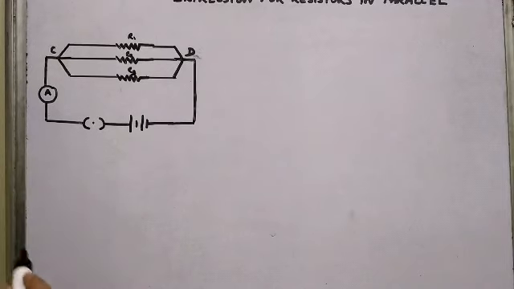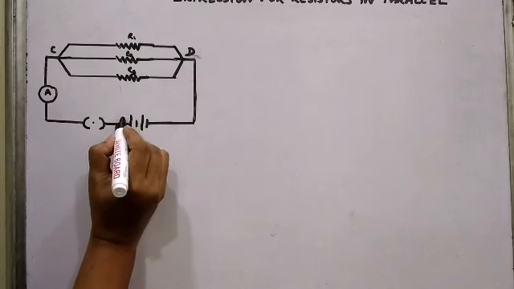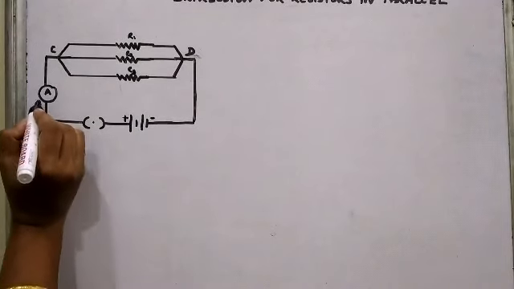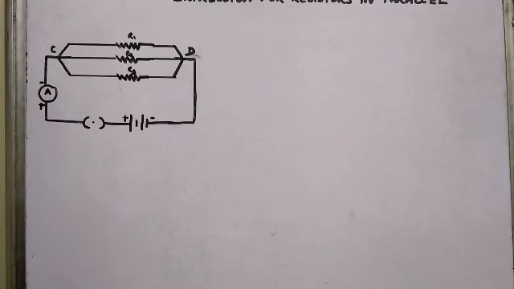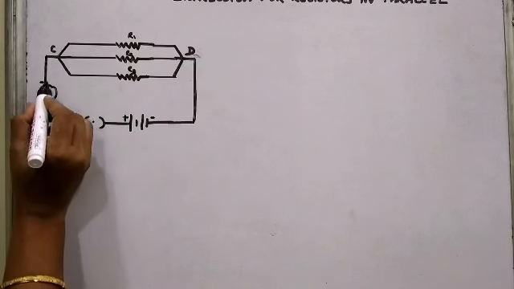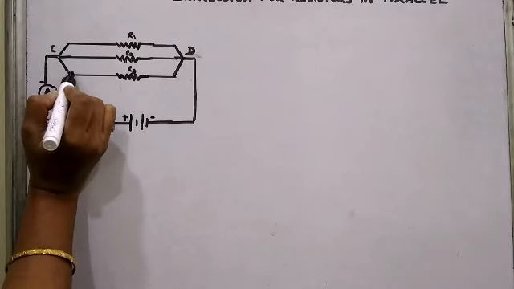Also, in parallel combination, as I told you, let's first show the terminals: positive terminal of the battery, negative terminal of the battery, positive terminal and negative terminal of the ammeter. Now, as the current starts flowing through the battery, it flows through the ammeter. At point C, current bifurcates.